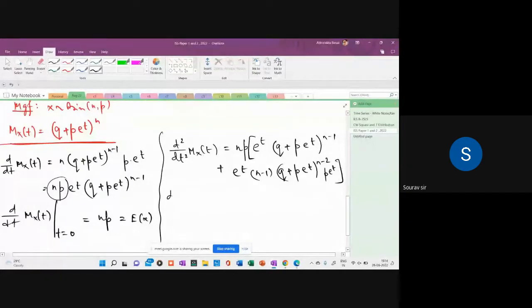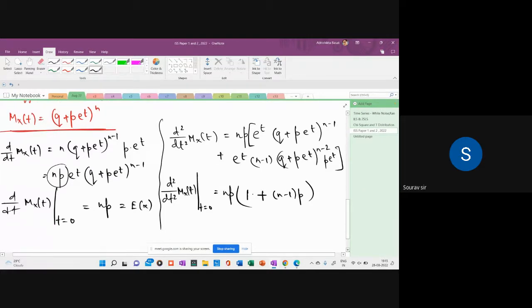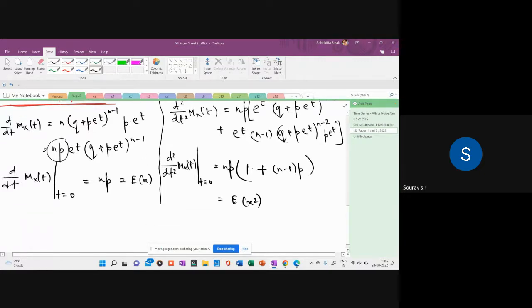Then what we are going to do? We are going to evaluate d square/dt square M_X(t) at t equals 0. If we put t equals 0, we will have np, e to the power 0 is 1, into e to the power 0 gives me 1, and q plus p is also going to give me 1. So this is basically 1. And this is n minus 1, this is 1, this is also 1, this is going to be p. So this is the value. So this is my expectation of x square, and one more derivative is going to give me expectation of x cube.